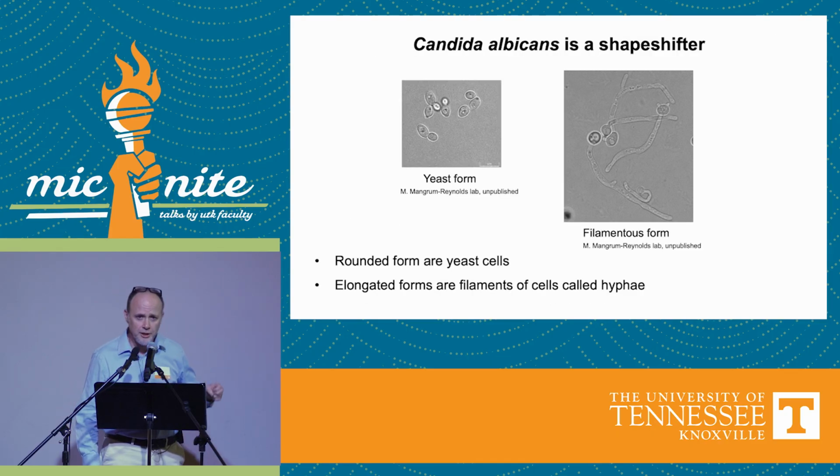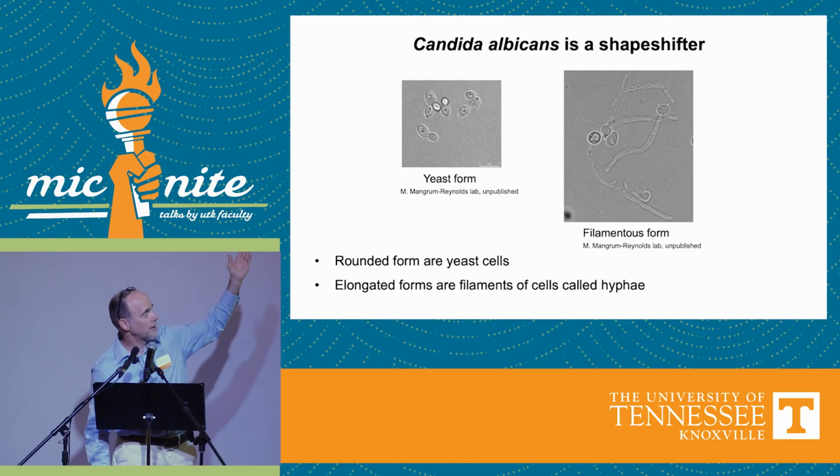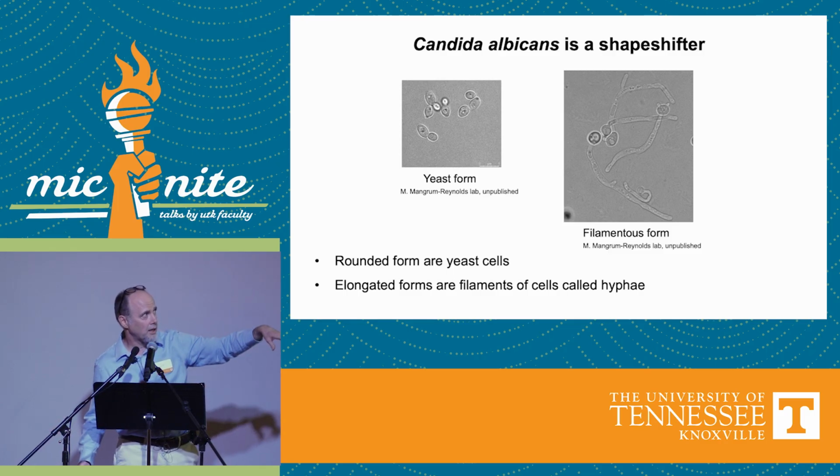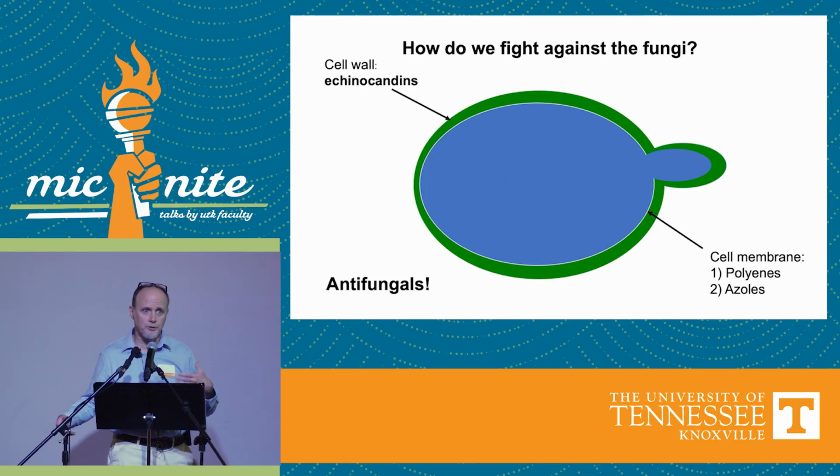Now, Candida is a shapeshifter. It can grow as a rounded yeast form, like you see on this panel, and this form is considered the commensal form because this organism is a commensal. It lives on us and in us, which is the reason why it's so common. But it also grows these elongated hyphal shapes, which can pierce tissue and do damage.